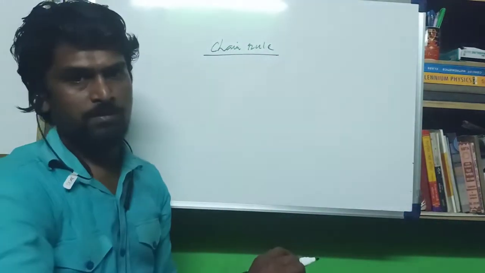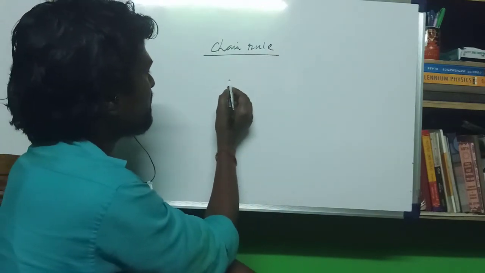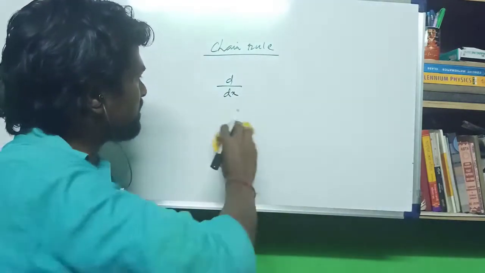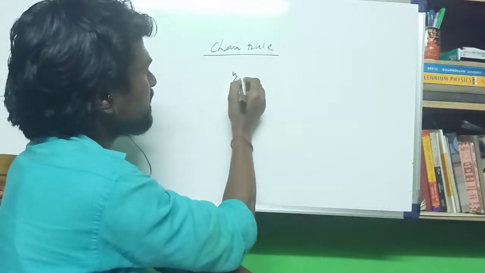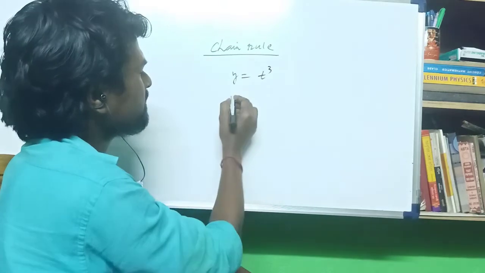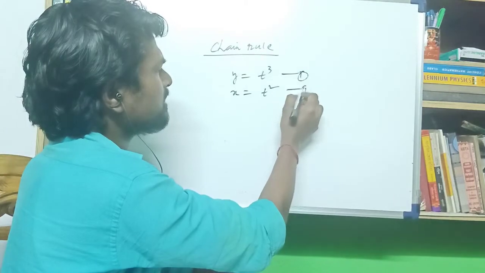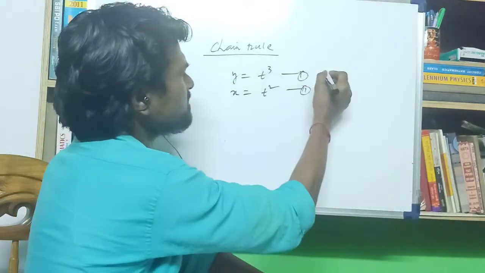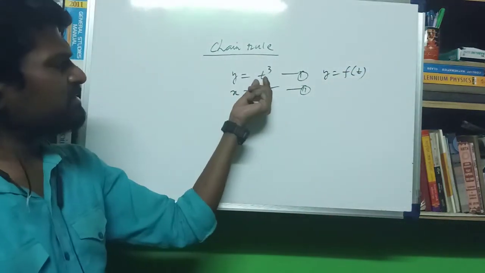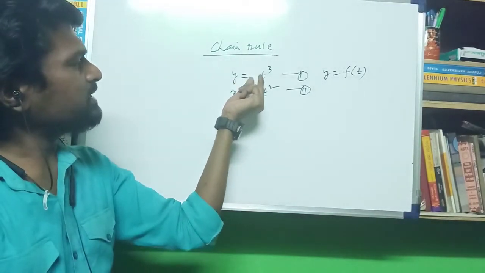What is chain rule? Suppose here it is given y equals, suppose, t cube, and x equals t square. So there are two functions: y is a function of t, and here t is the independent variable and y depends upon t. So y is a function of t.